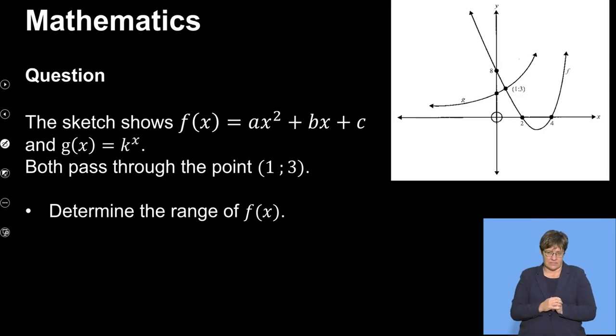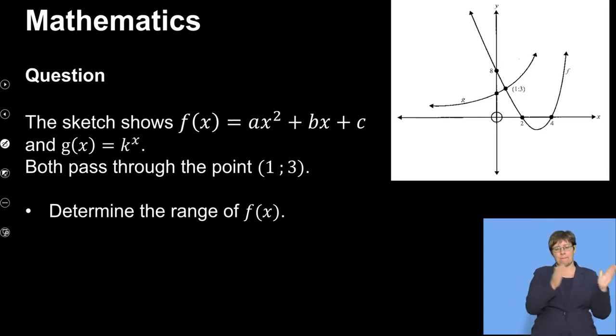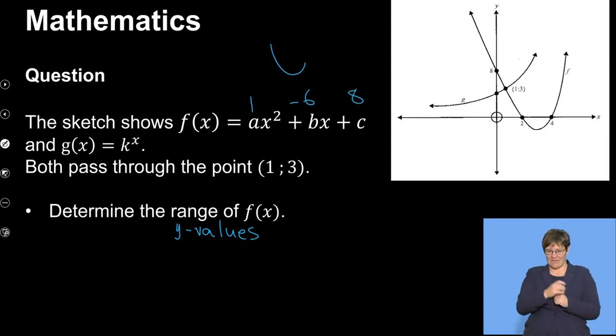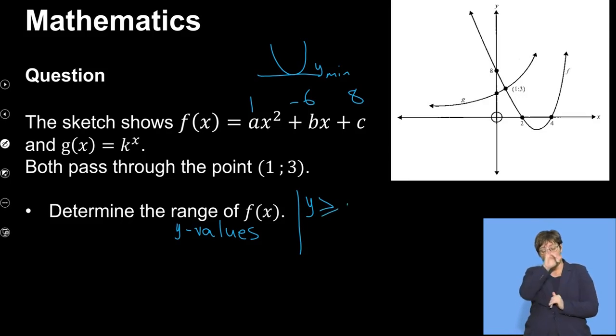And then you need to determine the range of f of x. Remember, the range of f of x will be the y values. And the y values of this normally start, right? Because this is a happy face. Remember, this is 1, minus 6, and then 8. So this is a happy face, as you can see. This is normally the minimum value, which is y minimum. So in simple terms, our range is always going to be y is greater or equal to the minimum value at all times.